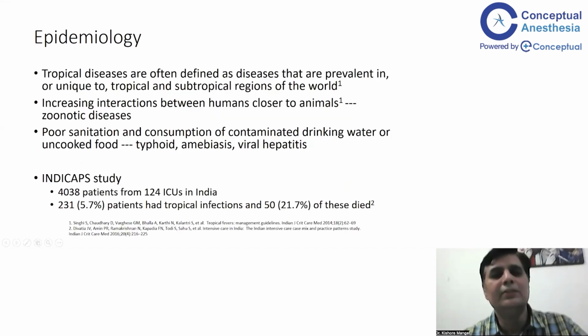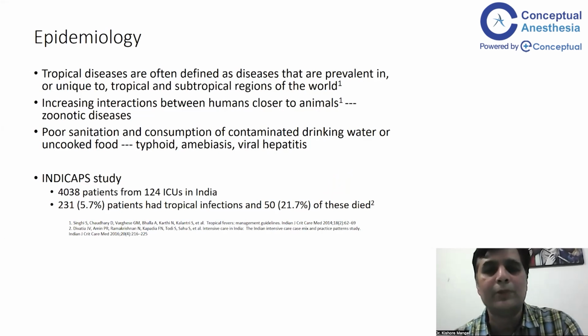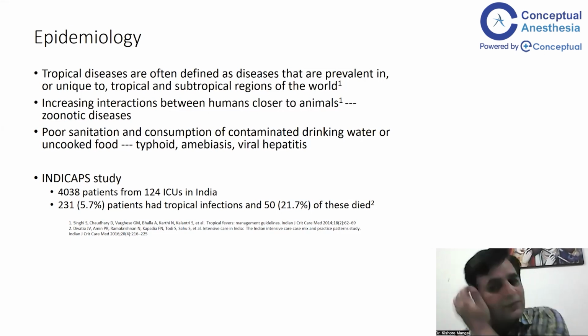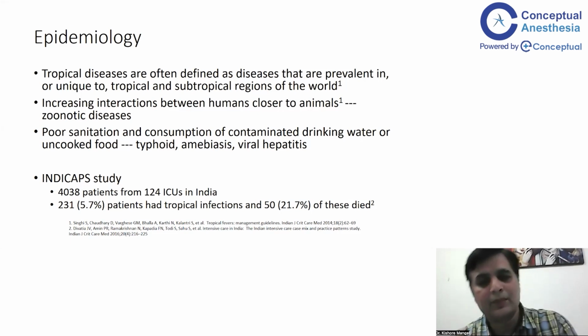So tropical diseases are often defined as the diseases that are prevalent in or unique to tropical and subtropical regions of the world. And it is increasing day by day because of increased interaction between human beings and animals, the forest area being reduced, and people going more for work, for vacations and all. So all these things are causing zoonotic diseases, which lead to certain types of infections, including typhoid, amoebiasis, and viral hepatitis.